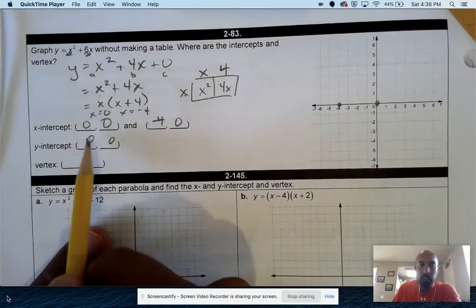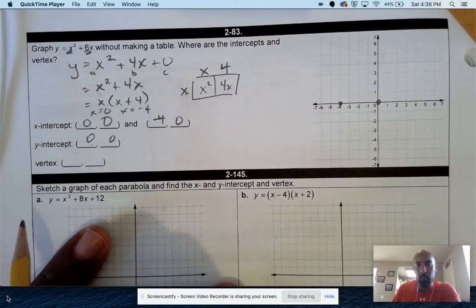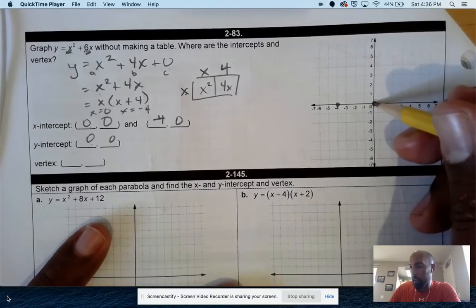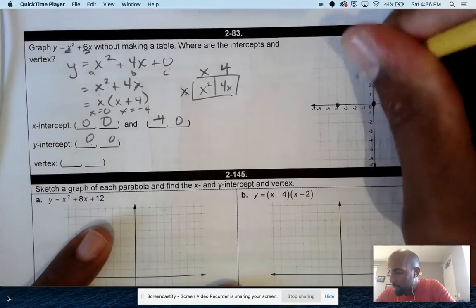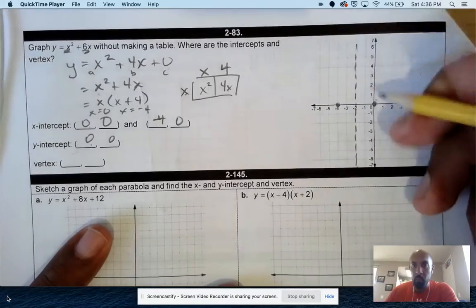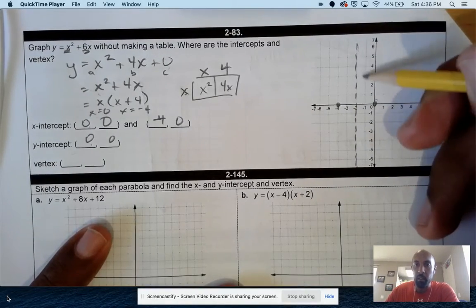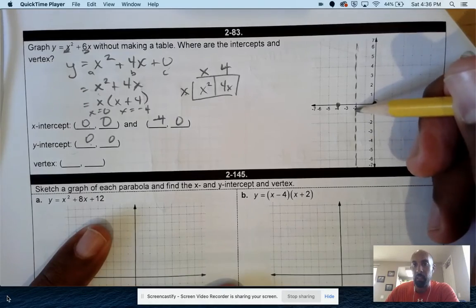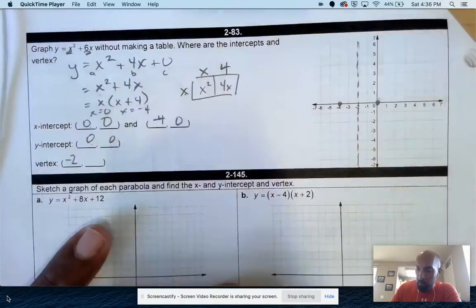And notice how the x-intercept and the y-intercept are the same point, because they both cross the y and x-axis at the same time. So that means my line of symmetry goes right down the middle of the x-intercepts. So somewhere along this line is going to be our vertex. So that means the x value of the vertex we already know is -2.